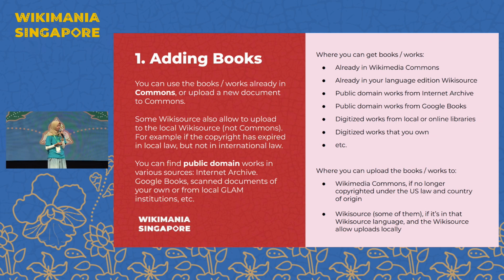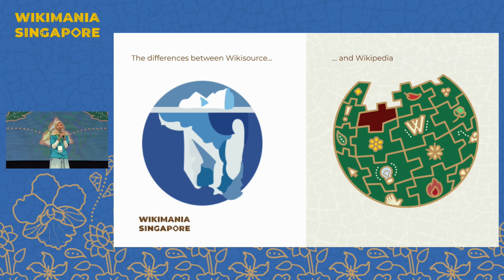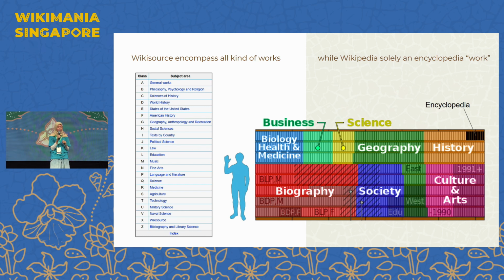Next, you see the logo is an iceberg. If you see an iceberg, maybe you imagine the Titanic, and Celine Dion singing the song. Wikisource is like the iceberg: it has everything, the references and the documents. Wikipedia is the written text that was already created by the volunteers. Wikisource has all of the topics like history, culture, arts, and business, and Wikipedia is the work created after all the resources.